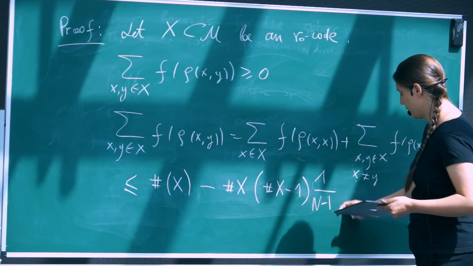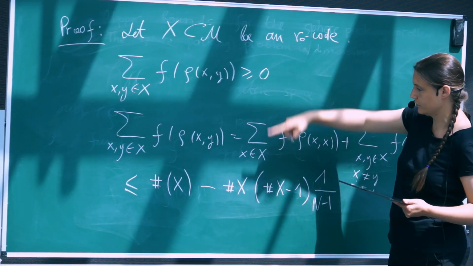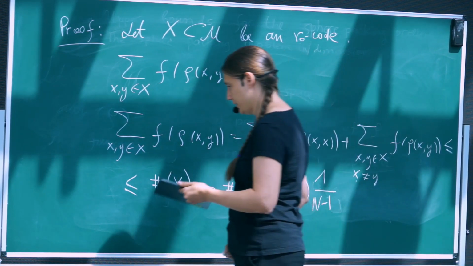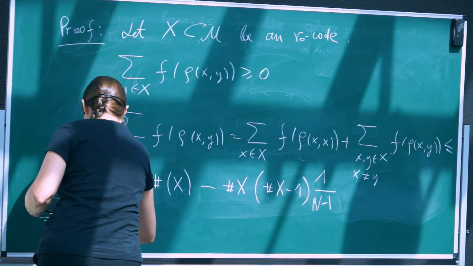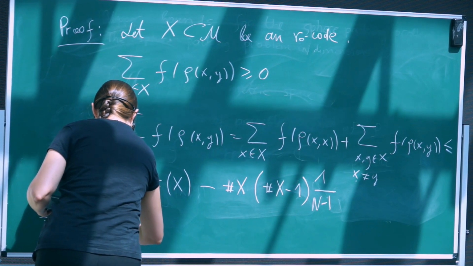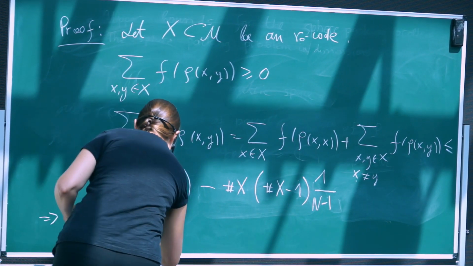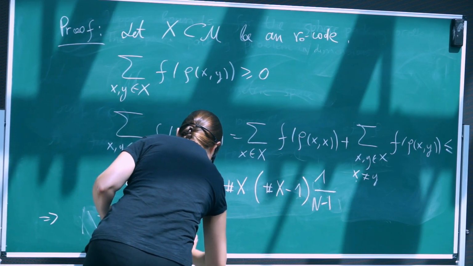And now we have to compare these two conditions. If we compare them, we can see that they imply that the cardinality of X has to be smaller or equal than n, and this finishes the proof.